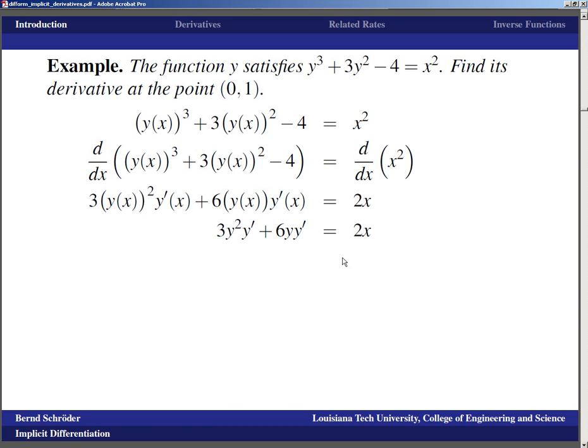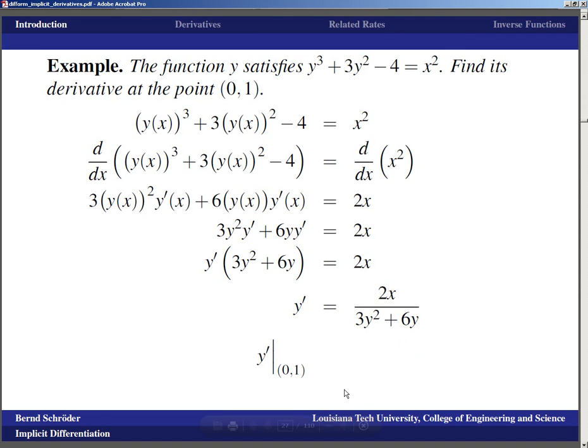And we're interested in y prime, and we can see the y primes only occur as factors, right? And that's because the chain rule will always spit them out as factors at the end of the terms. So this is something that will happen all the time. And if y prime occurs as a factor, well, then we factor y prime out. So this is y prime times 3y squared plus 6y, and the right side is still 2x. We divide by the 3y squared plus 6y, and we end up with 2x over 3y squared plus 6y.